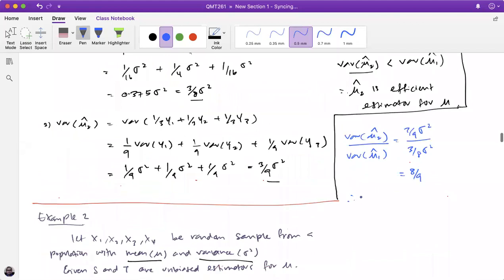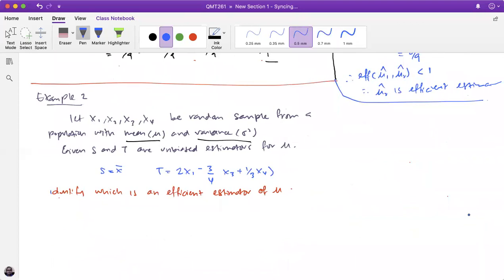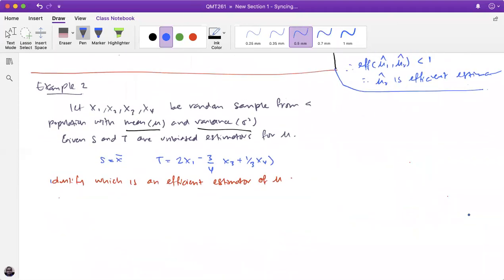So the efficiency of mu1 and mu2 is less than 1. So mu2 hat is the efficient estimator. Okay? Can you solve example number 2 for me? Yes, sir. You can do it.